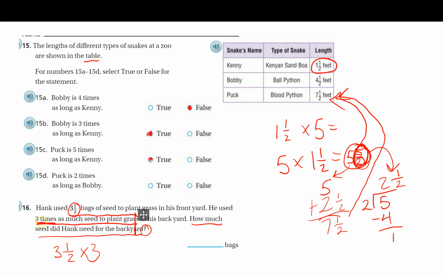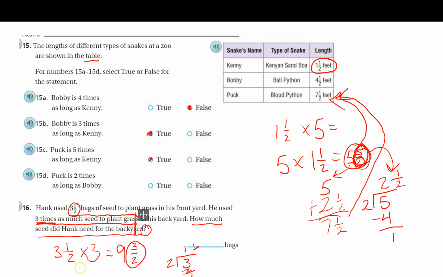Again, 3 times 3 is the way I like to do it, the whole numbers first. 3 times 3 is 9. 3 times 1/2 would be 3 halves, and then I have to change this improper fraction to a mixed number. So I take the denominator 2 and divide it into the numerator. 2 goes into 3 1 time. 1 times 2 is 2. Sorry, I lost you again. 3 halves I changed to 1 1/2. And now I just have to add this 1 1/2 to the 9 that I started out with.